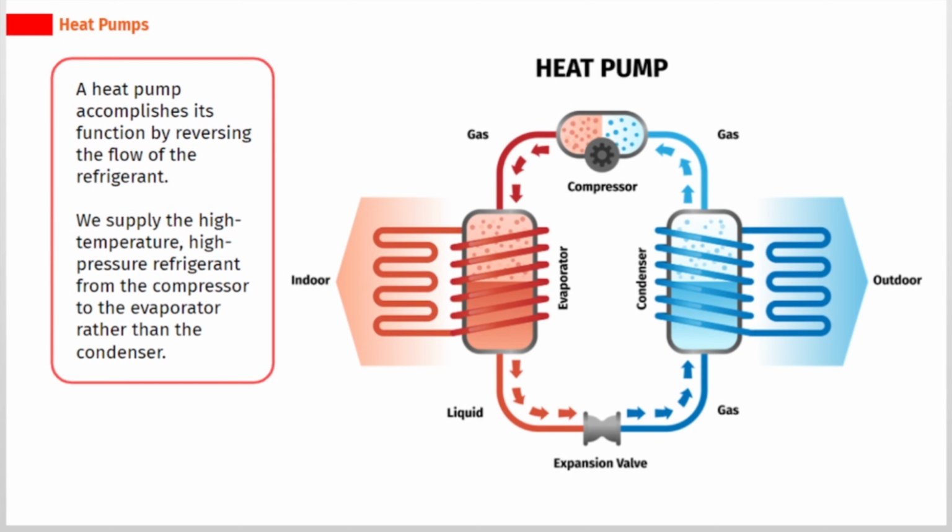A heat pump accomplishes its function by reversing the flow of the refrigerant. We supply the high-temperature, high-pressure refrigerant from the compressor to the evaporator rather than the condenser.